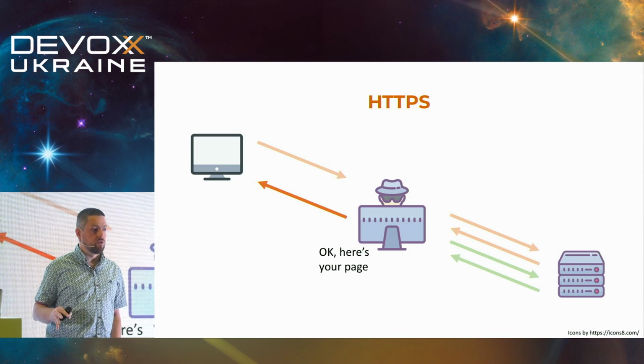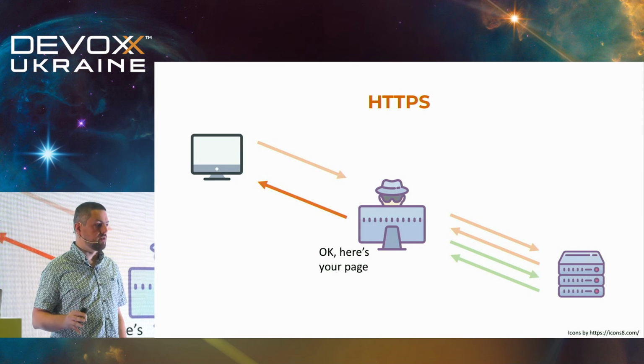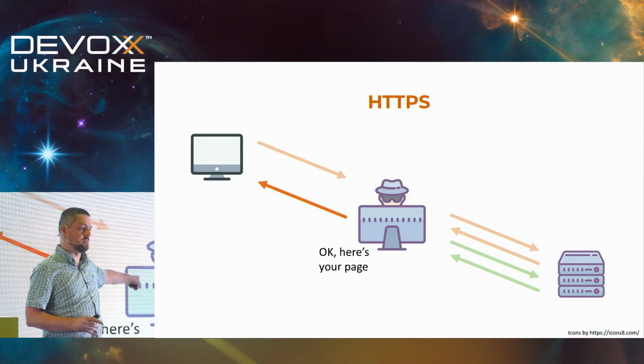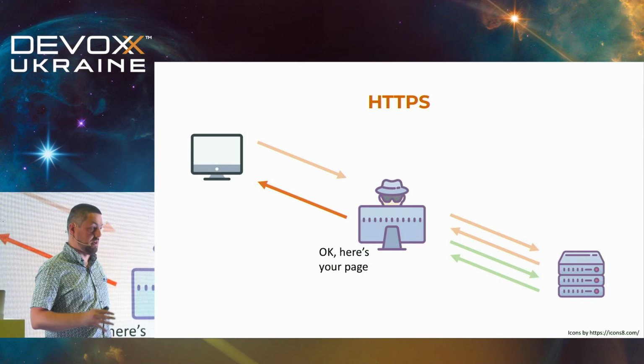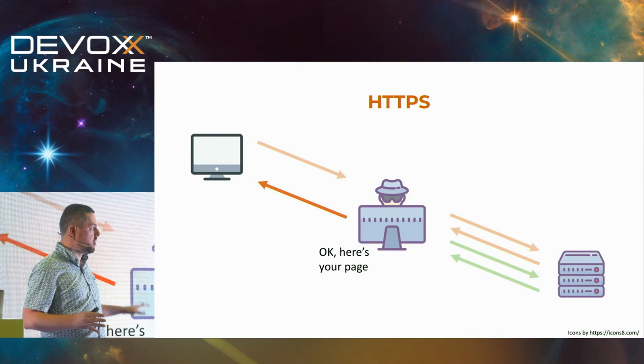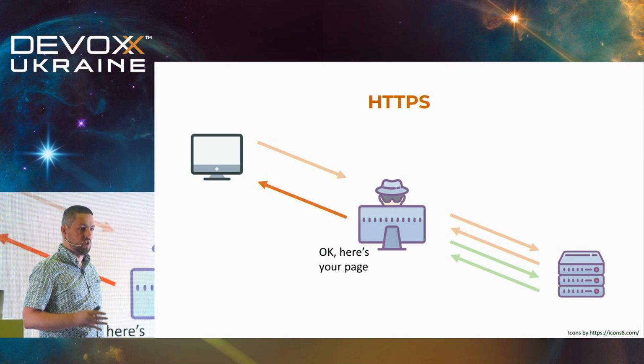Because if I set up an access point with exactly the same name and no security, I am that man in the middle. Every time you use an unsecured network, or anyone uses an unsecured network, you are in this situation. Someone could be in the middle of your traffic.